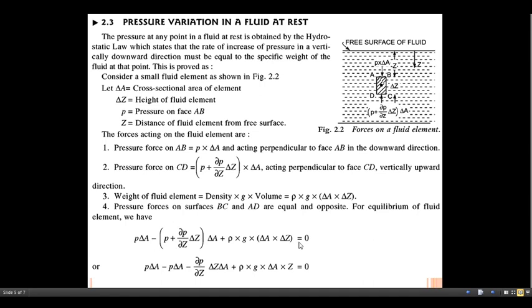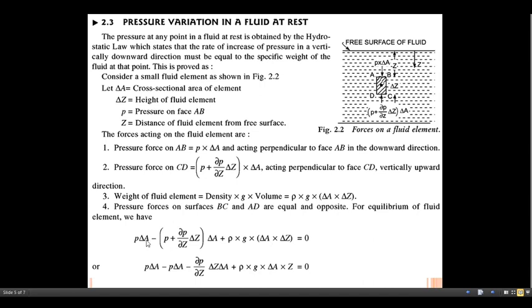What about this one? This is nothing but the weight of the fluid element. So weight also acts in the downward direction. Here we have considered the sign convention: forces acting in the downward direction are considered positive, and forces acting vertically in the upward direction are considered negative. So for equilibrium, we equate the summation of all the forces to 0.